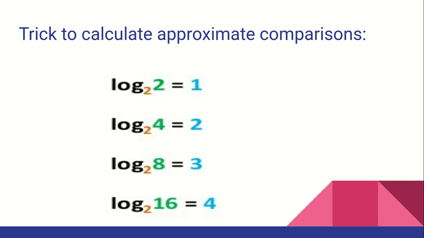So log 2 is equal to 1, because the power of 2 is 1. Next, log 4 is equal to 2, because 4 is 2 raised to 2. So here the answer is 2. Log 8 is equal to 3, because 8 is equal to 2 raised to 3, and log 16 is equal to 4, because 16 is 2 raised to 4, right?